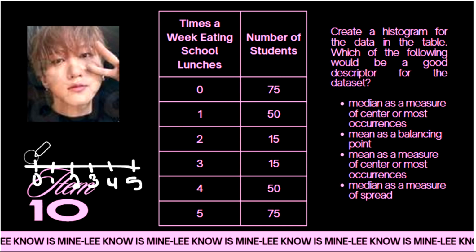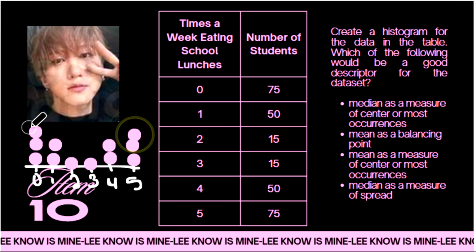So at 0, we had 1, 2, 3. At 1, we had 1, 2. At 2, we had like half a 1. At 3, we had like half a 1. At 4, we had 2. And at 5, we had 3. And now I'm just going to connect these so they look more like a histogram, like a bar chart, or a graph, or whatever you want to call it. Histogram is the correct term. Okay, so this is what it's going to look like. So as you can see, looking at this, this is obviously symmetrical, and it's a U-shaped graph.